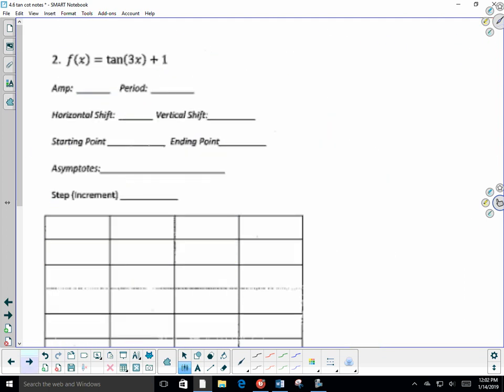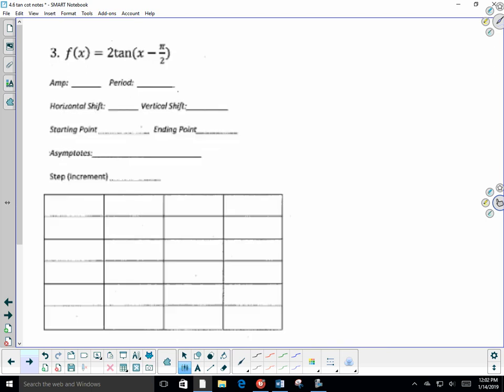Let's try this one. This is 2 times tangent of x minus pi over 2. So in this case, again, let's list our A, our B, our C, and our D.